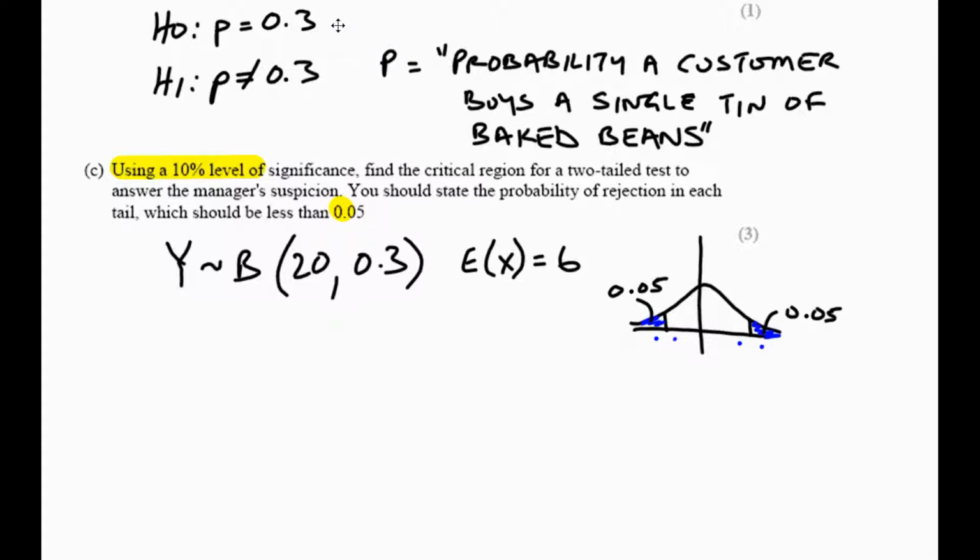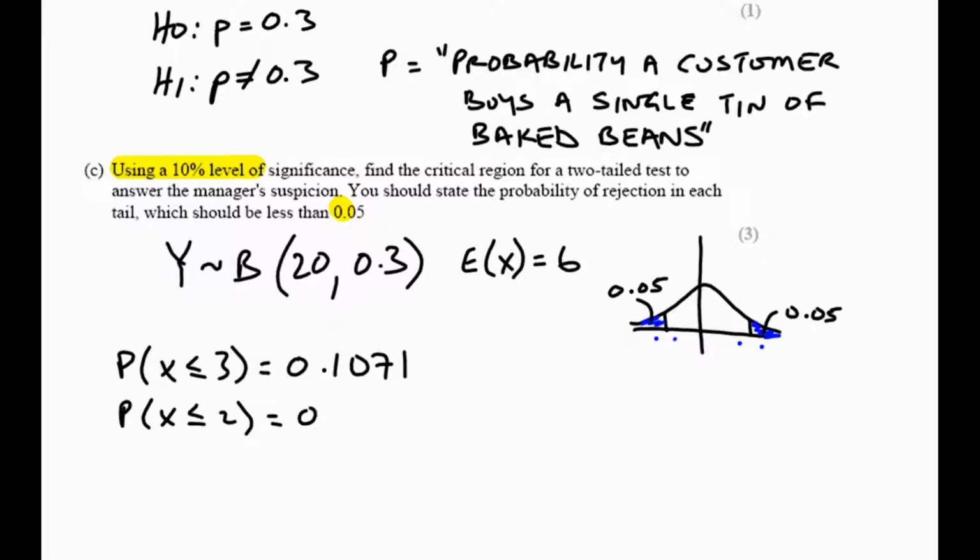Okay, so the probability, looking in my tables or using the calculator, I know 0.3 and 20 are very table friendly. The probability that x is less than or equal to 3 equals 0.1071, and the probability that x is less than or equal to 2 equals 0.0355. So here we have what we're looking for, 2 consecutive values for the cumulative frequency, where one of them was significant, being less than 0.05, and the other was not.